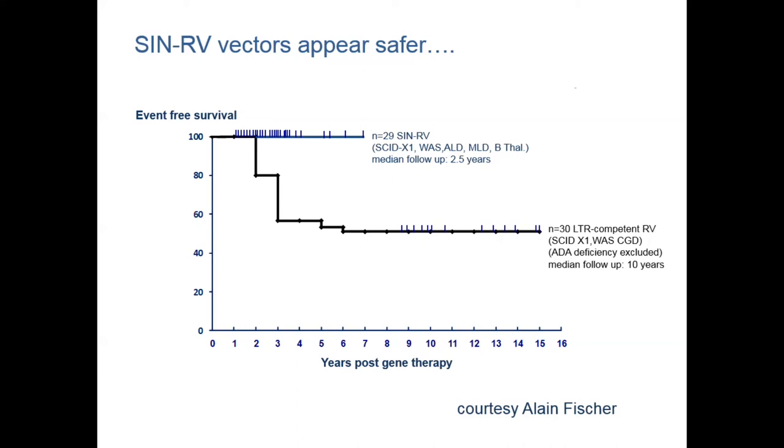So there are 29 patients in the new vector arms, probably more than that now, and 30 in the old arm. This is the event-free survival, so you can see there have been no leukemic events with the new technology compared to the significant number using old technology. So I think that gives us some confidence that these vectors are much safer.